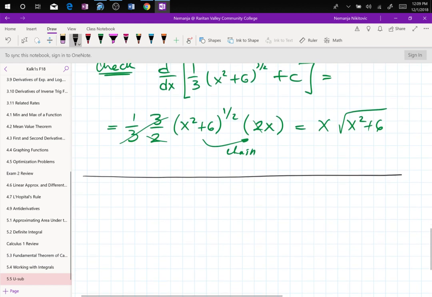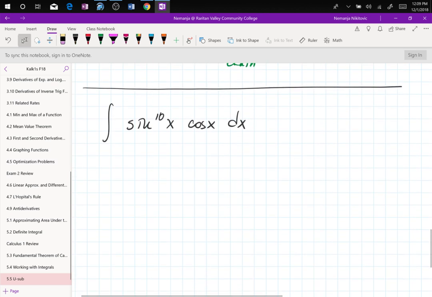Let's take a look now at another problem, which says integral of sine to the 10 x cosine x dx. Now this is where things start being interesting. What do you pick as u? You have many options here, right? What do you pick as u?